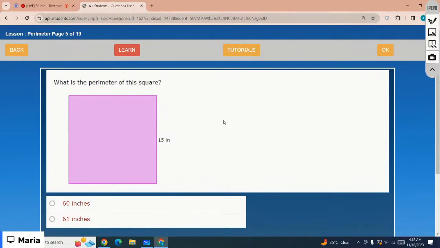The side lengths are 15. One of the side lengths is 15, that is a square. So yes, that would be 60 inches. The correct option is 60.